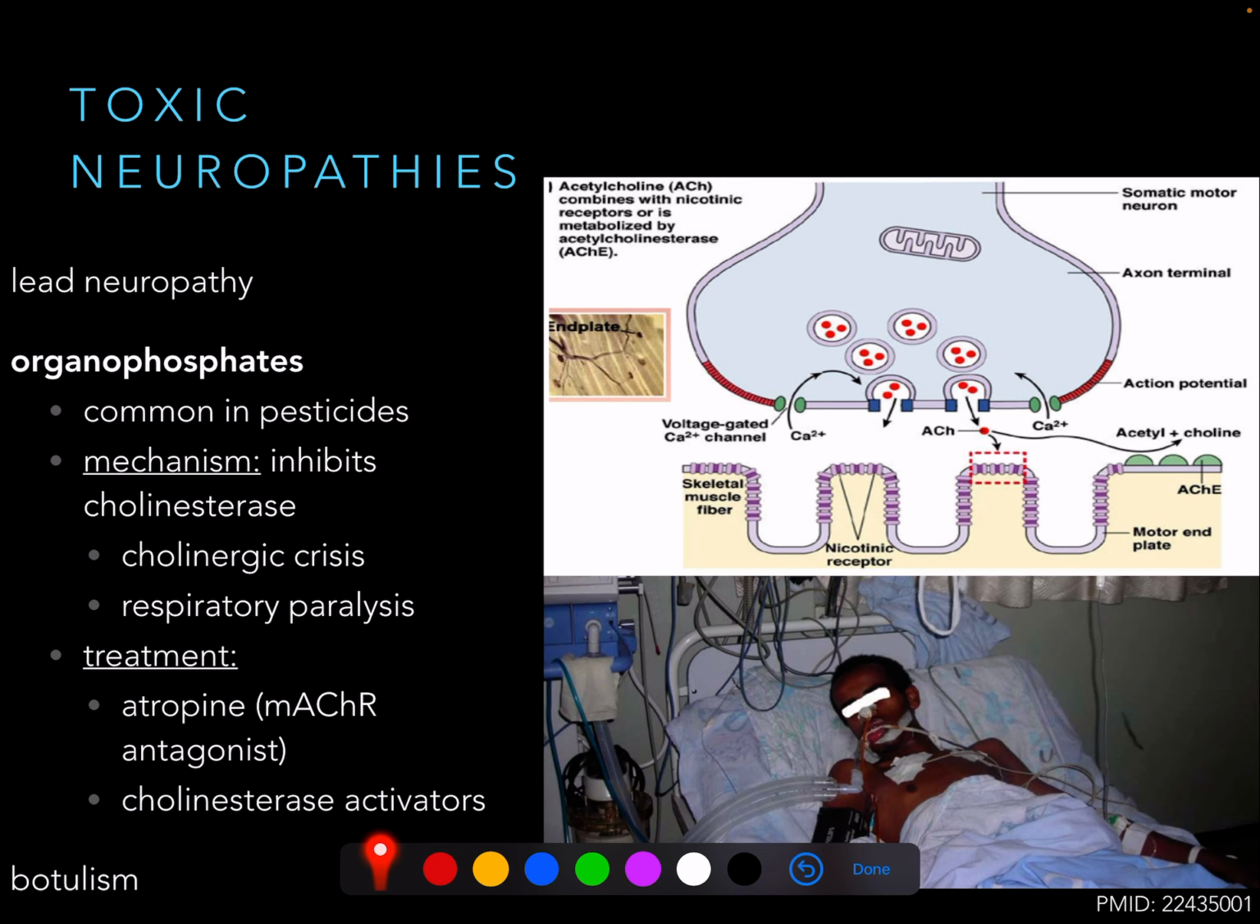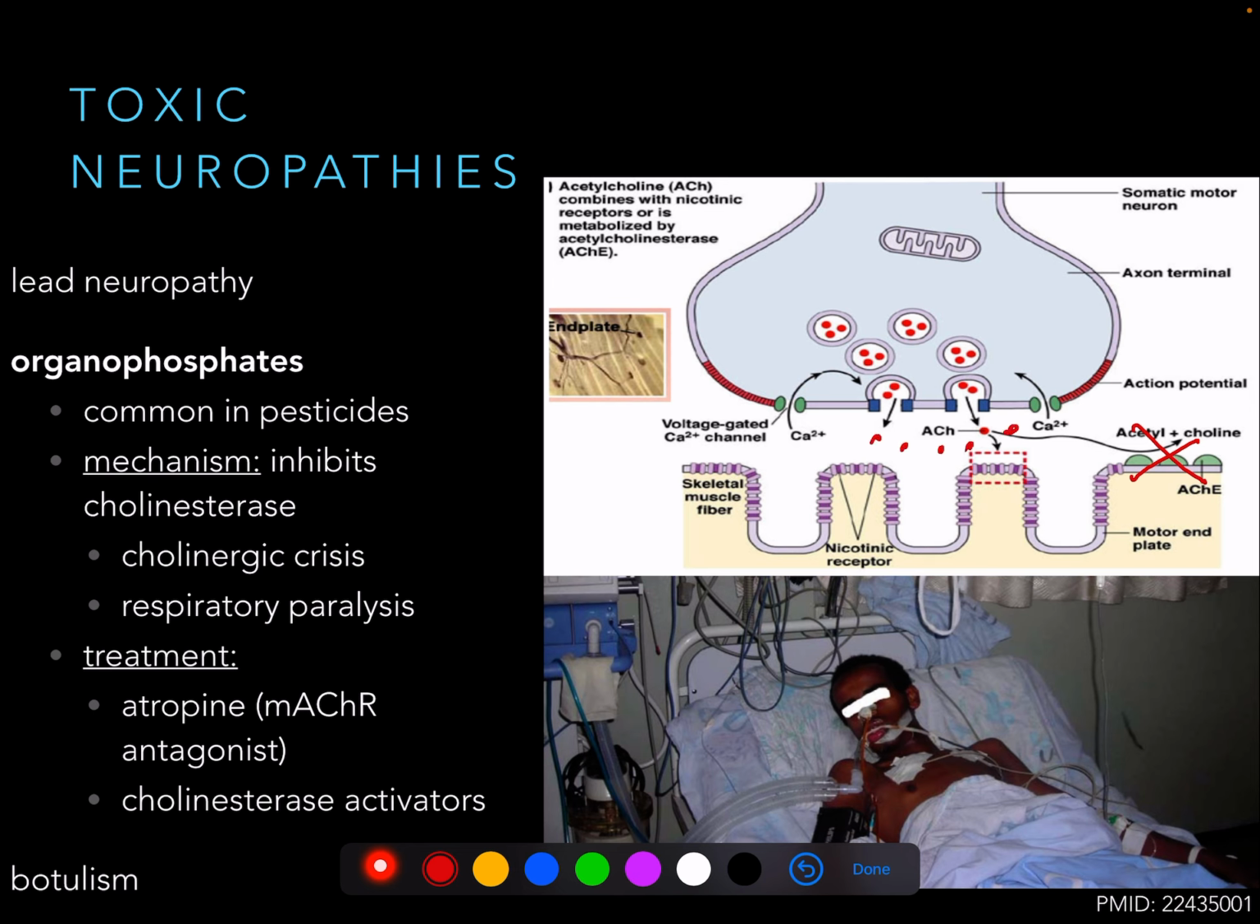Okay, so what do organophosphates do? Well, these are cholinesterase inhibitors. And cholinesterase inhibitors are kind of nice, unless they work too well, and that's the problem with organophosphates. These are really potent cholinesterase inhibitors. So they can lead to something called cholinergic crisis, and that's where we have hyperactivation of parasympathetic fibers because we inhibited cholinesterase, so we didn't break down acetylcholine.